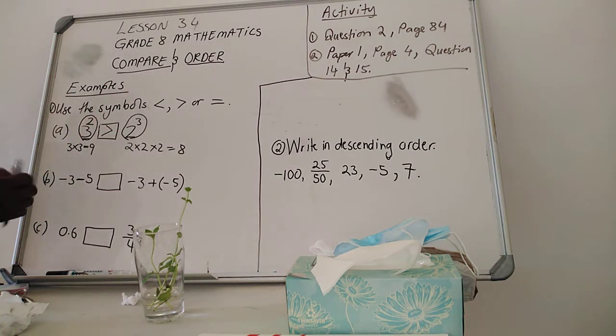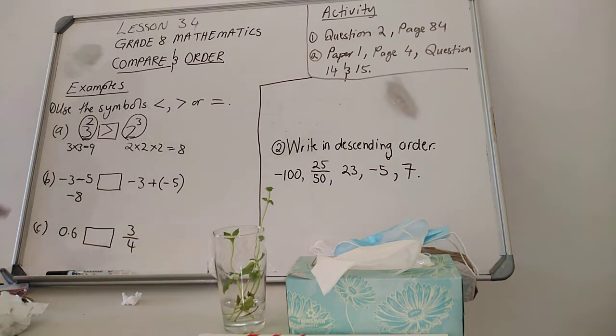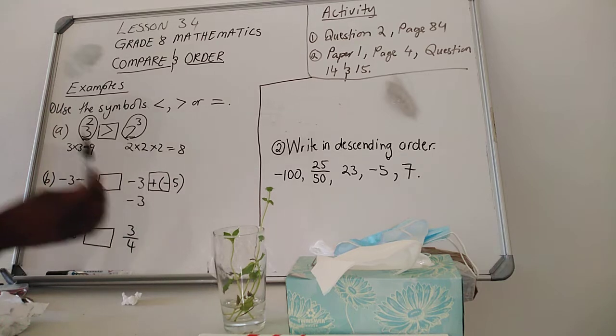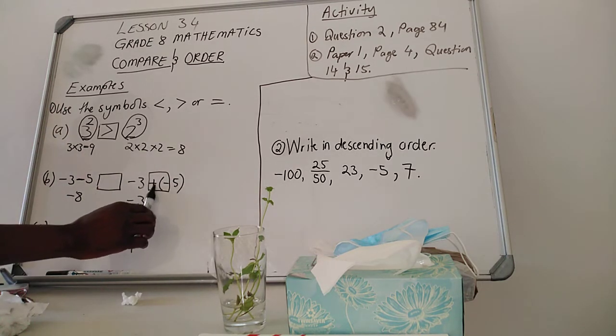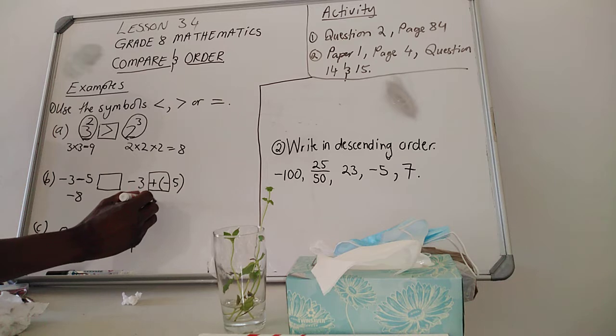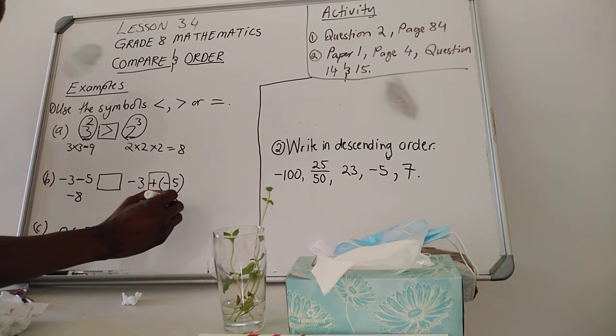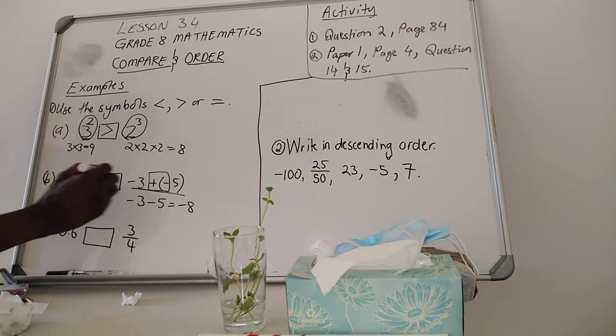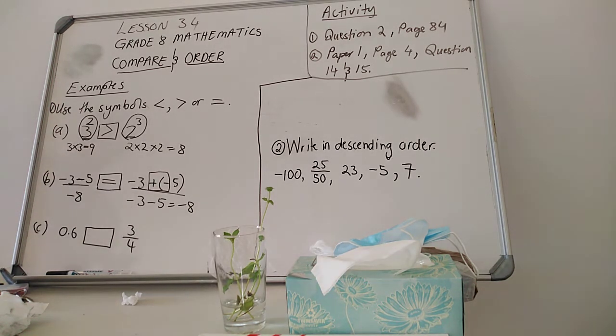For B part, we have negative 3 minus 5, which is negative 8. You can confirm this on the number line. So negative 3 minus 5 will give us negative 8. Now here we have negative 3, but now we have 2 signs in the middle. When you have 2 signs in the middle and one is positive, one is negative, the negative always dominates the other one. So this again will give us negative 8. So these two numbers are equal to each other.